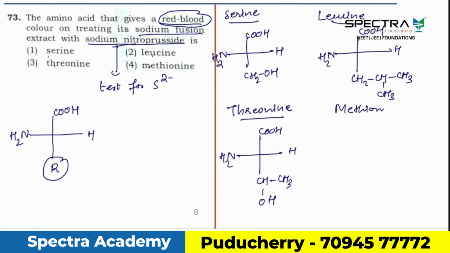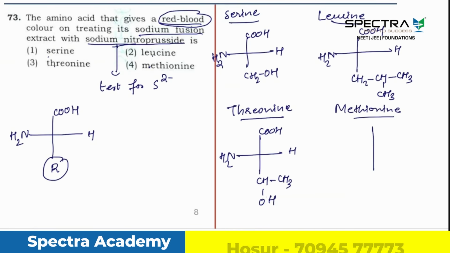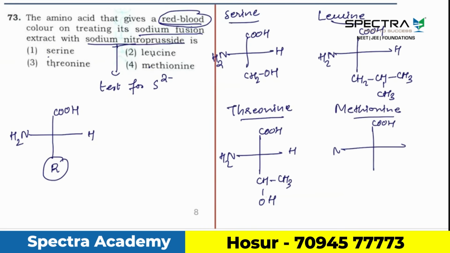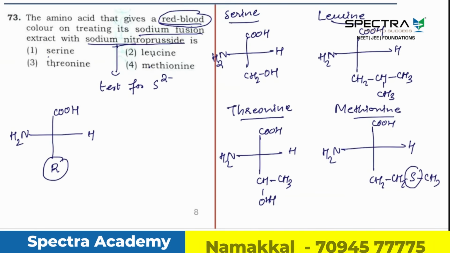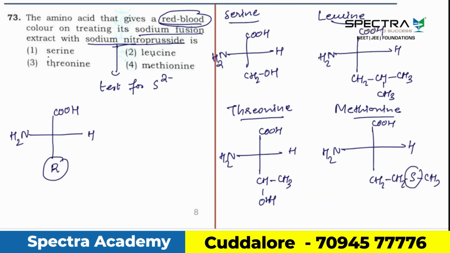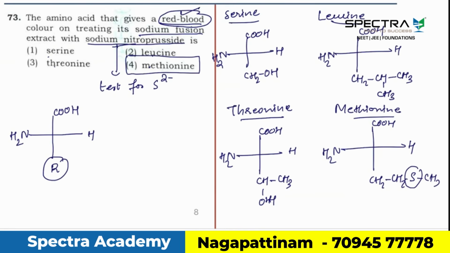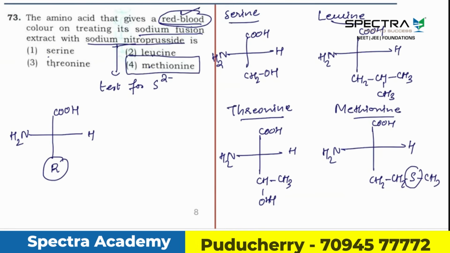methionine. In methionine, you can see that the R group will be CH2, CH2, S, CH3. So in this, sulfur is present. So when methionine is converted to sodium fusion extract and on further treatment with sodium nitroprusside, it will give a red blood color precipitate. So the answer for this question is option 4, methionine.